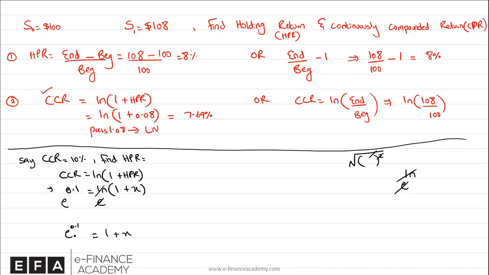And how would you put this in the calculator? You will press 0.1 and then second and ln. If you do that, you get 1.105 equals 1 plus X. If we solve for X, X is equal to 10.51%. That's your holding period rate of return. That's how you'll find your HPR.